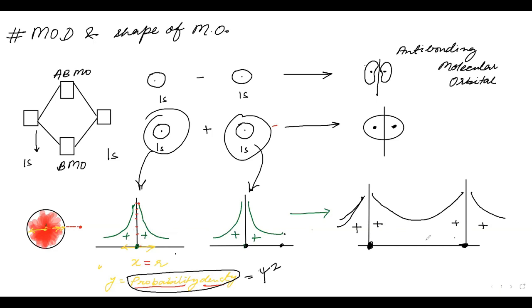Now if the electron density between the nucleus has increased, that means, first of all, initially the electron of this 1s had only one nucleus to attract. Now they have two nucleus to attract. Hence, we can say that attraction has increased. Now, if attraction increases, then what is the result? Does it become stable or unstable?